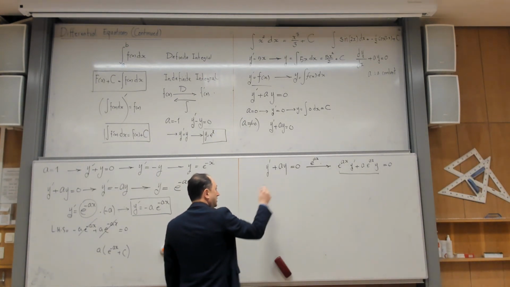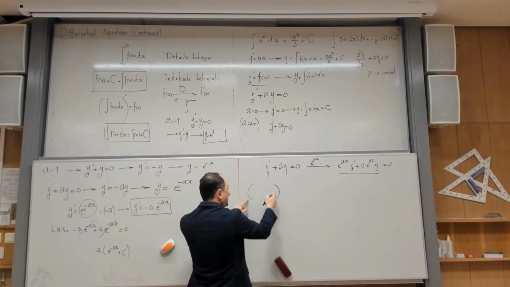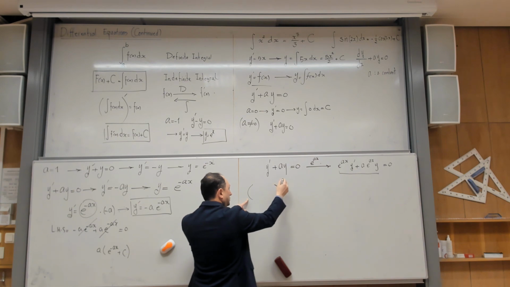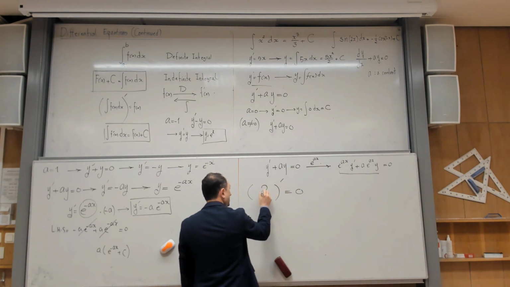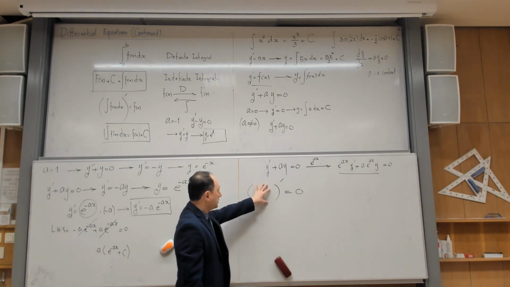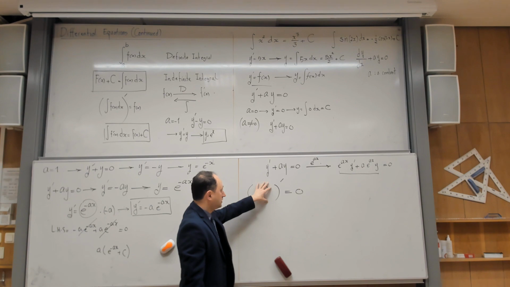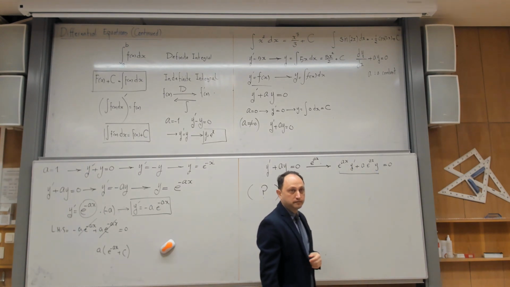So the left-hand side, what I'm claiming is that the left-hand side can be written as the derivative of something, equal to 0. Now, can you fill up this question mark? Put something instead of this question mark so that when I differentiate it, it will generate this underlined expression.